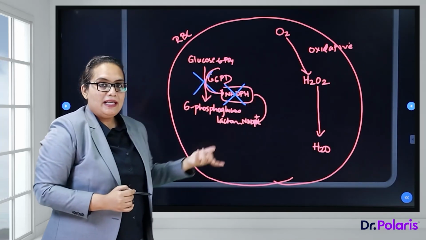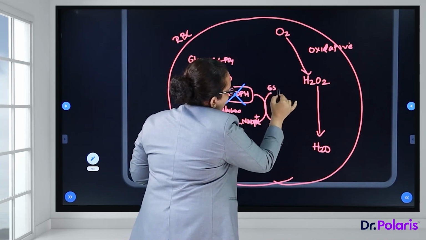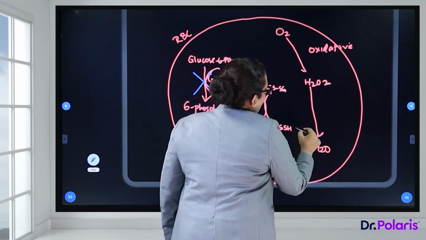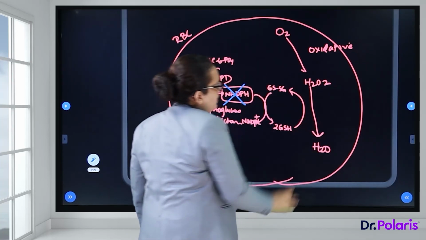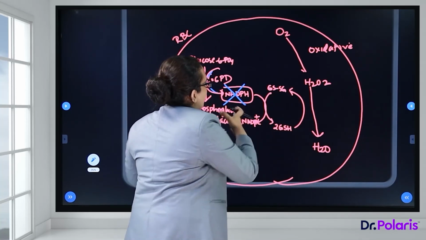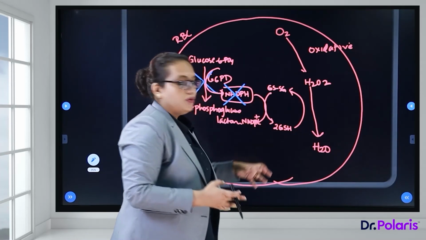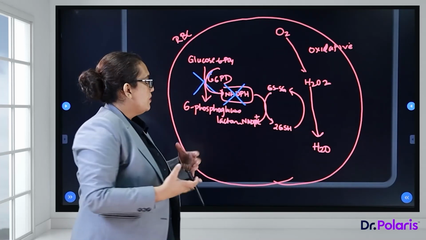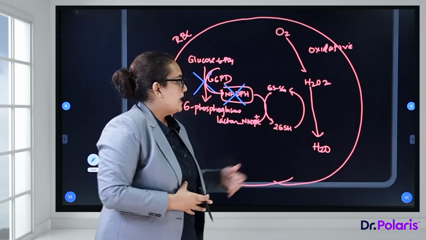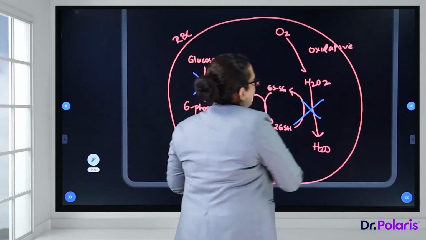NADPH is required to maintain glutathione in the reduced state. I've already mentioned these reactions earlier. And reduced glutathione is required for the conversion of hydrogen peroxide to water. Because of the non-availability of NADPH, reduced glutathione is not formed, and hence hydrogen peroxide is not detoxified in a G6PD deficient individual.